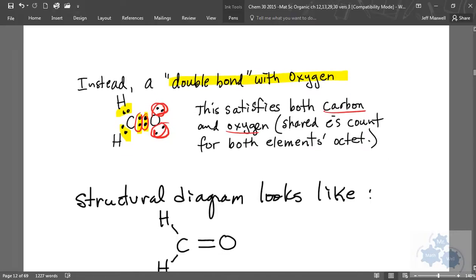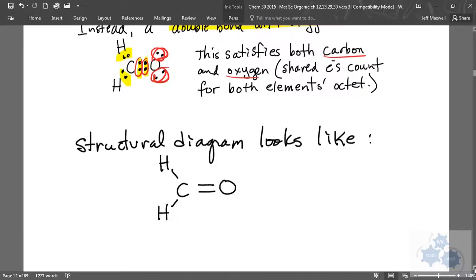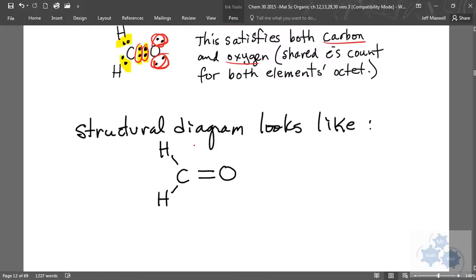Now, the other thing that we're going to see a lot of here is called a structural diagram. Structural diagrams use single lines for a bond. You're going to see this quite a bit now in chemistry. We're getting into organic chemistry a little bit as well, and in organic chemistry there are a lot of structures that we'll be drawing. That's what you're going to see a lot of here.